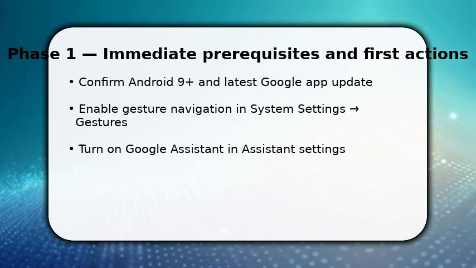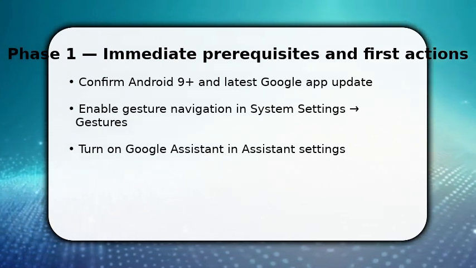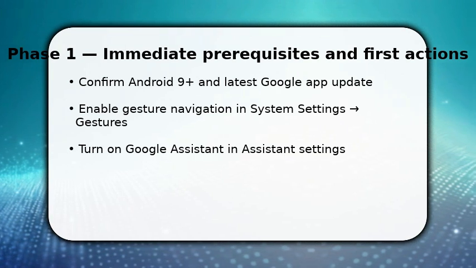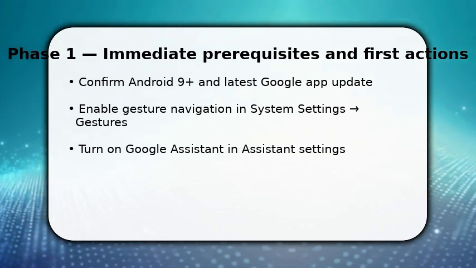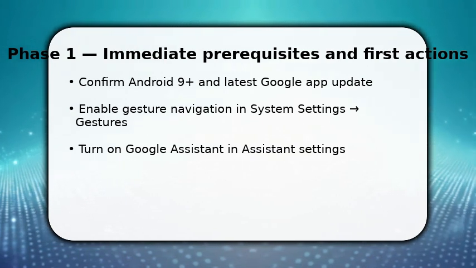Once done, open Assistant Settings and toggle Google Assistant on, then assign voice match or a shortcut so your assistant responds. This sequence sets system permissions first, because missing one step will block full-screen activation.